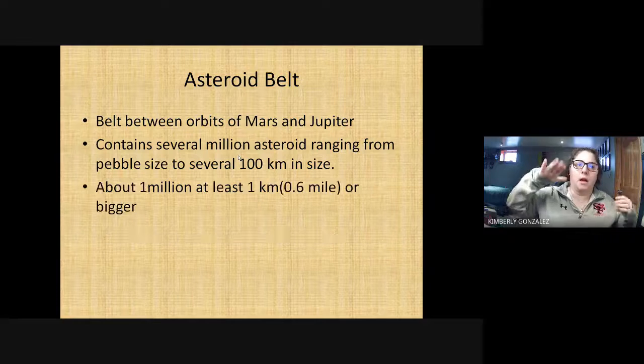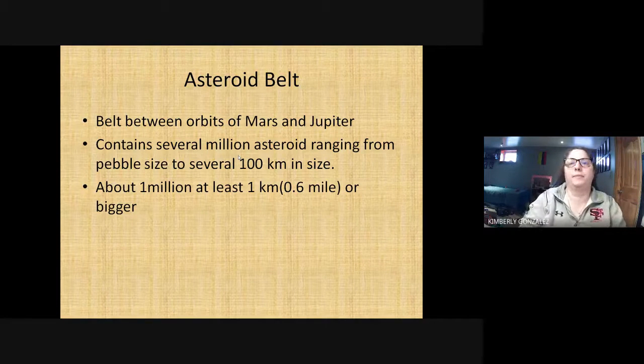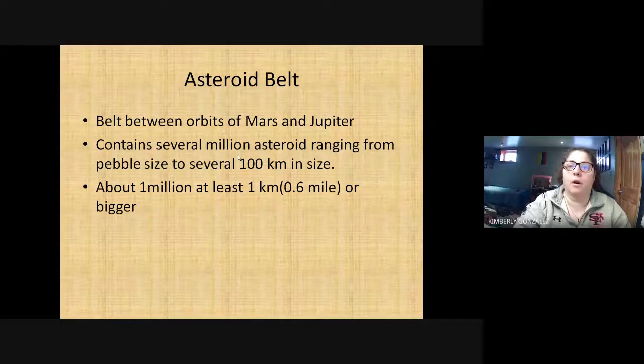But about 1 million of them are about 1 kilometer, or 0.6 miles, or bigger. So out of the several million, let's say there's 5 million. I don't think anybody really went and counted how many there are. At least 1 million of them are pretty large, and that's something to worry about in the long run.